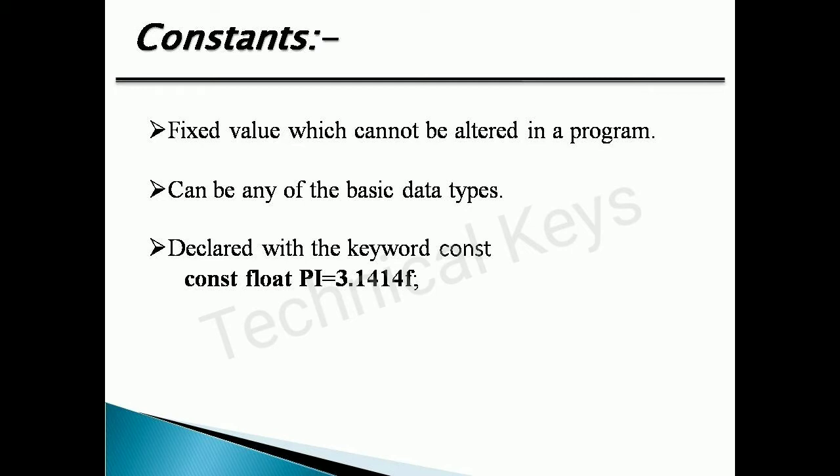Whenever I write a variable name with an equal to sign, whatever value I give on the right hand side will be given to that variable name. So PI will have a value of 3.1412. The f indicates it is a float. This f is totally optional; if you don't write it, the number will still be considered a float. Keep in mind that if you want certain variables in your program whose values you don't want to change, you can declare them as constants.